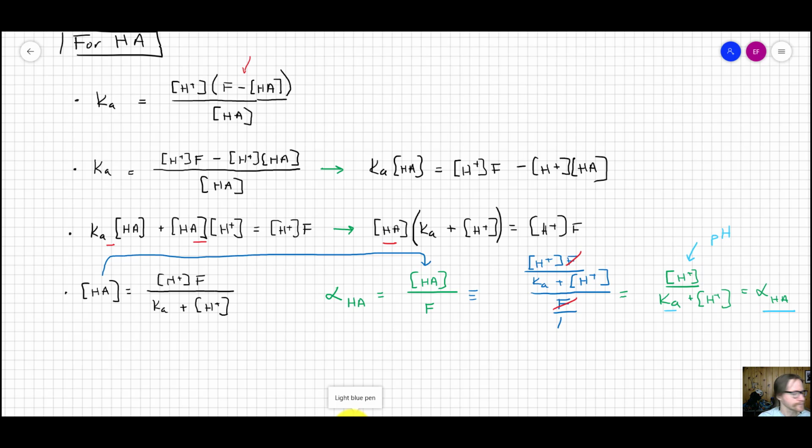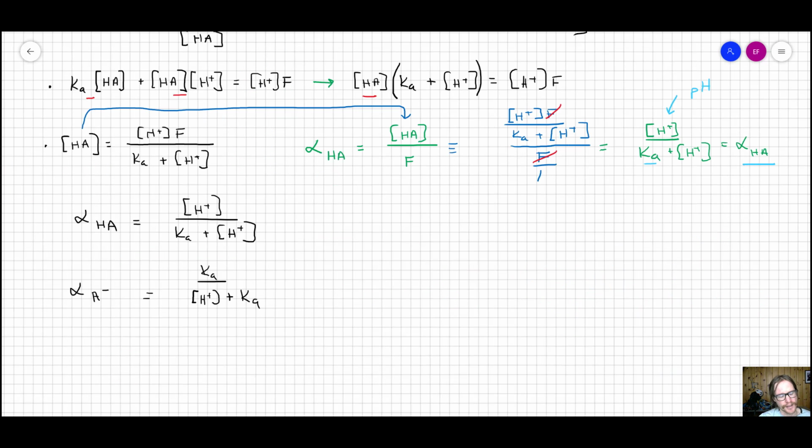This is also how the alpha diagrams are calculated that I showed you before. So I'm not going to walk you through the derivation. It's actually not that hard once we know the HA, but I'll just give them to you, and this is what I'll always do in this class. So I'll give you these because I never want you to memorize them, nor do I really care if you know how they're derived. I just didn't want you to think that it was coming out of nowhere. So the fraction of the conjugate base then is going to be Ka over proton concentration plus Ka. So these are the two key alphas for a monoprotic.